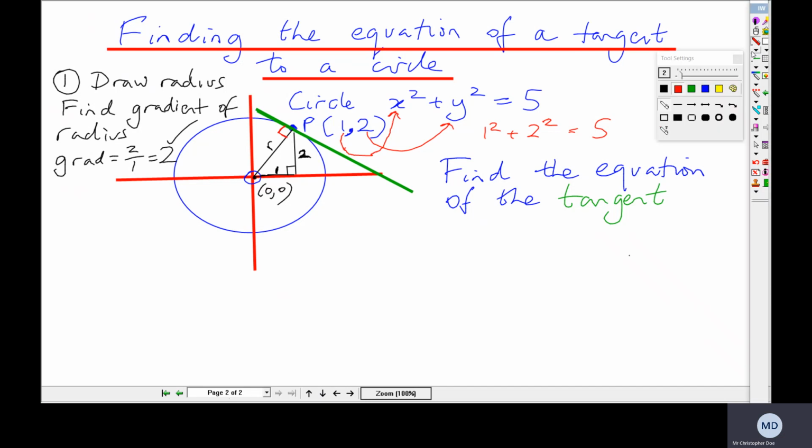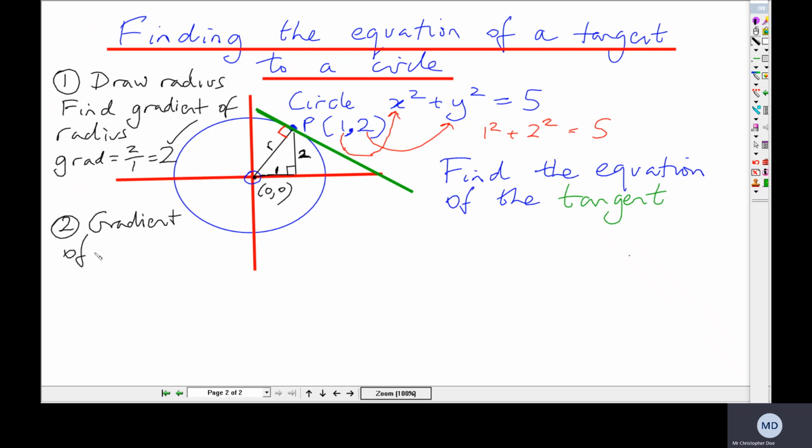So step number two. Step two is gradient of tangent is.